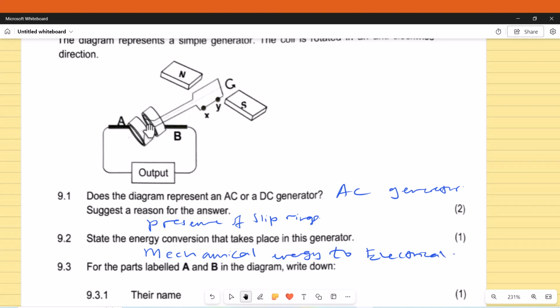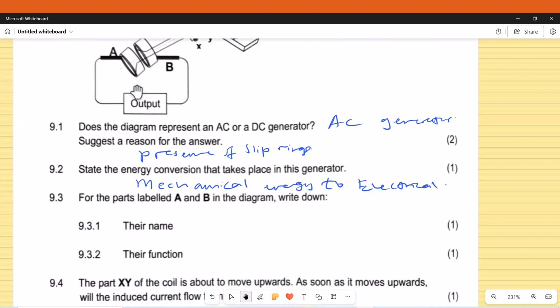Okay. Let's say for the parts labeled A and B in the diagram, I'll write down. Now A and B, they want their name. So what do you think, guys? Do you remember this? Now A and B, we call them carbon brushes. Those are called what? Those are called carbon brushes.